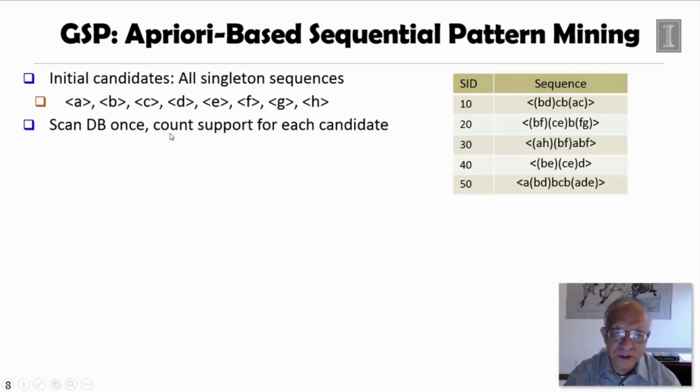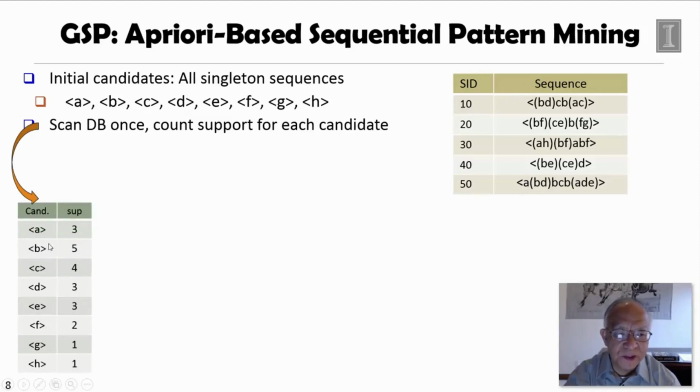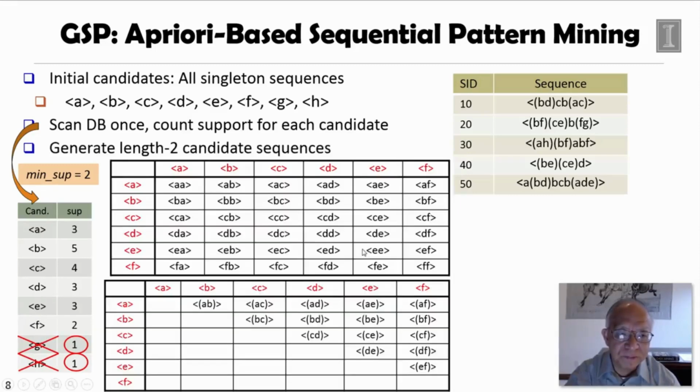Then you first try to get the singleton sequences, like the first one it appears. That means you scan the database once, and you count every single item that occurred in every sequence. Then you probably see A occurs 3 times, B occurs 5 times. So if you set minimum support to 2, likely G and H will be gone because their support is only 1. Then you find the frequent length 1 subsequences A, B, C, D, E, F.